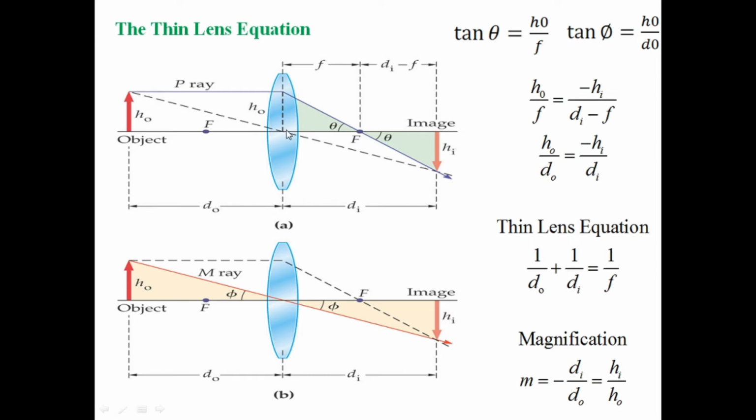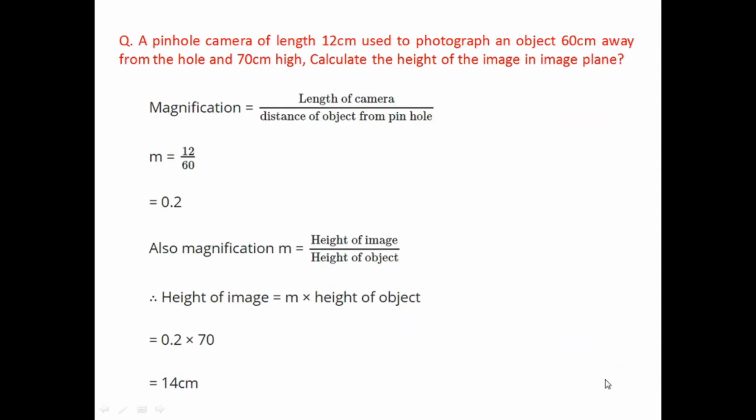Of course, it is the distance between the lens of the camera to the image plane, which indirectly gives me an inference that it is treated as the length of the camera, right? So m equals minus di by d naught. Here di is given as 12 centimeters and d naught is 60 centimeters. I can produce the value of my magnification as 0.2.